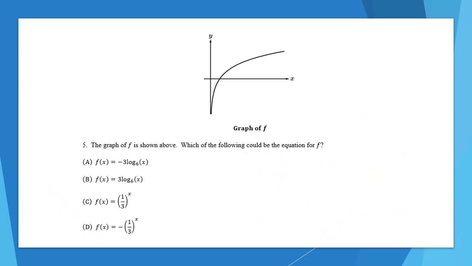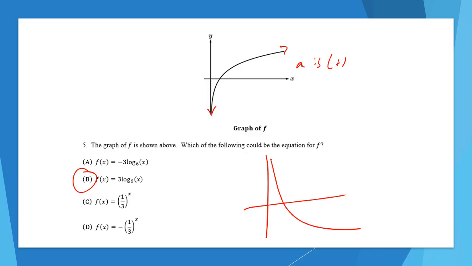For number 5, which of the following could be the equation? Here we saw with this general shape, a is positive, and it's going to be a logarithmic function, making B the correct answer. If a was negative, it would look like this, where a is negative there.